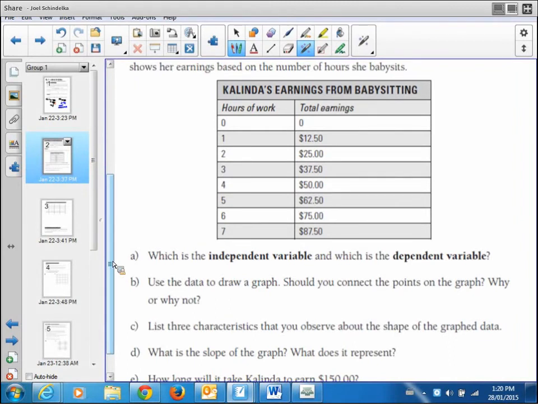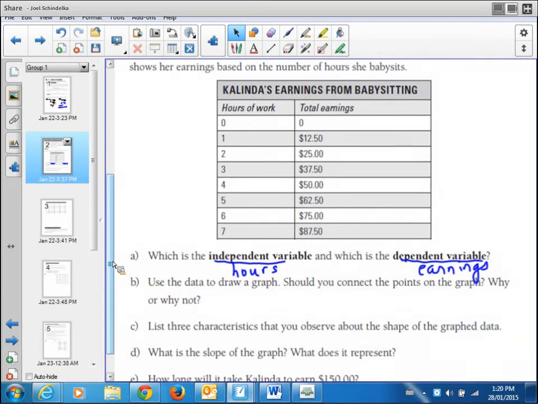So that's why we would say the earnings, or the money, is the dependent variable, okay? The dependent variable is the earnings, whereas the independent is the hours worked. Now, you usually have to just think about it for a minute and ask, which depends on what? How much I make depends on how many hours I work.